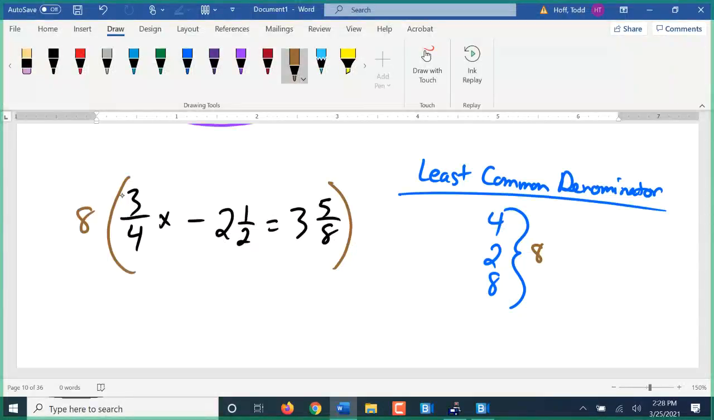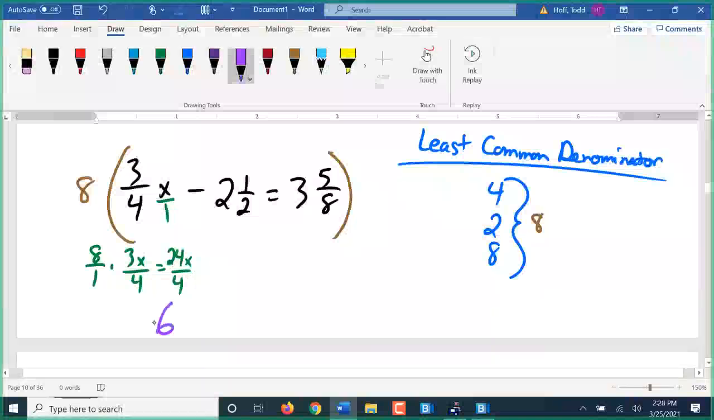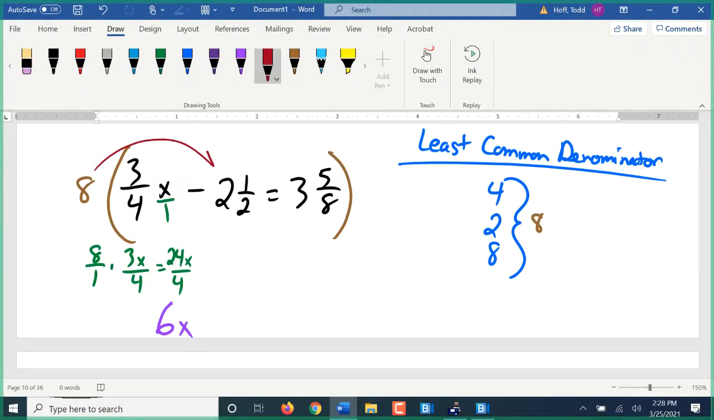8 times 3/4 x, we're going to go 8 over 1 times 3. We make that 3x over 4, because technically that's an x over 1, so 3/4 times x is 3x over 4. 8 times 3x is 24x. 1 times 4 is 4. And we can divide that out. 24x divided by 4 is just 6x. 8 times negative 2.5. If you do that math out, you end up getting a negative 20.